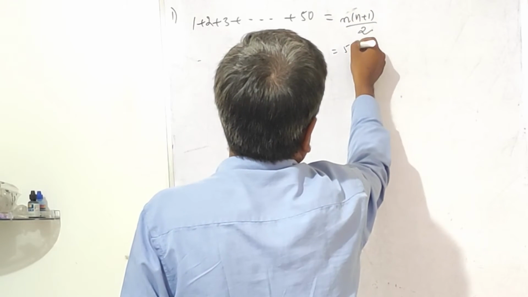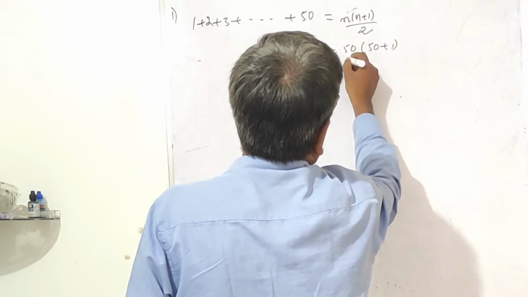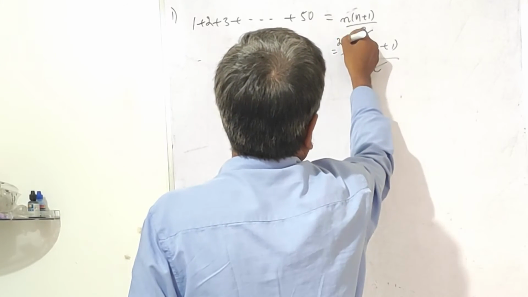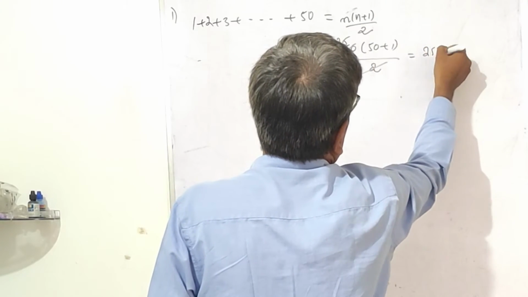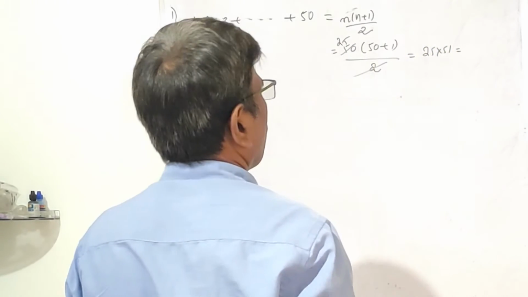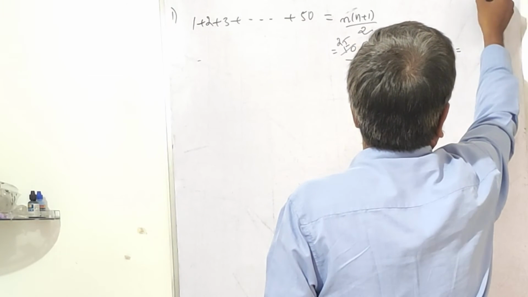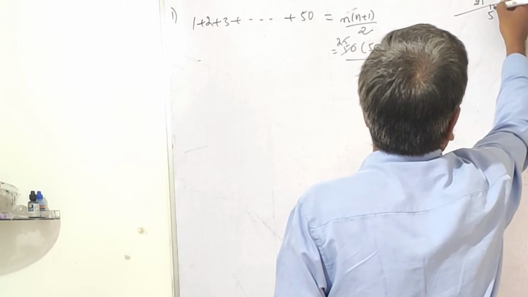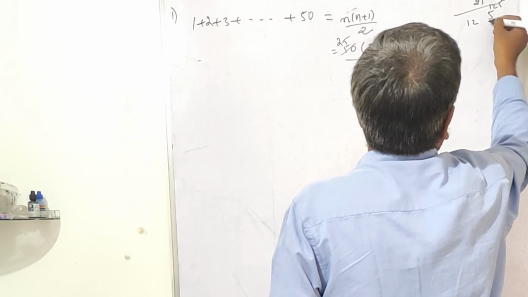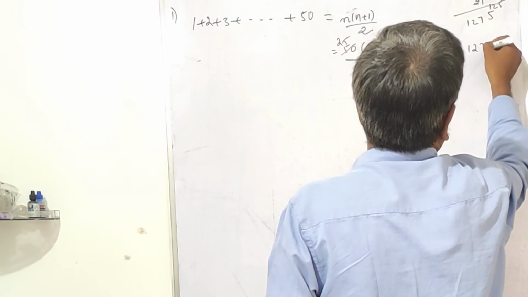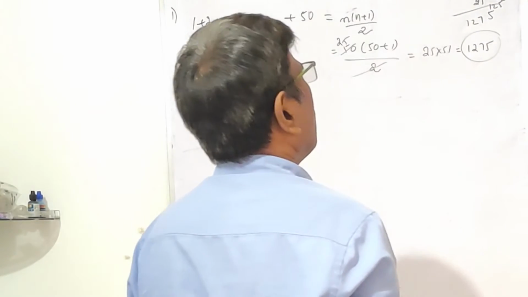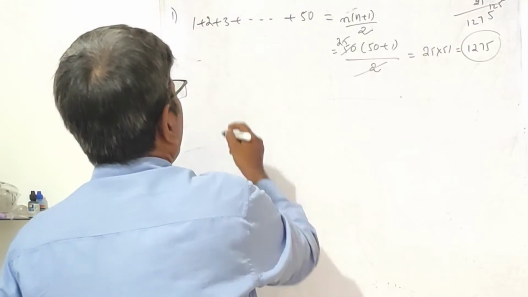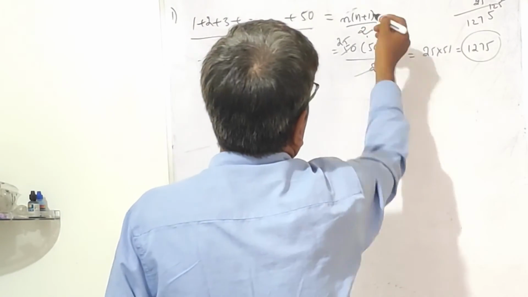That is 50 into 50 plus 1 by 2. The 2 cancels with 50, leaving 25. So 25 into 51. We can multiply: 25 times 1 is 25, 25 times 5 is 125, so the result is 1275. This is the answer. So the sum of 50 natural numbers is found with this formula.